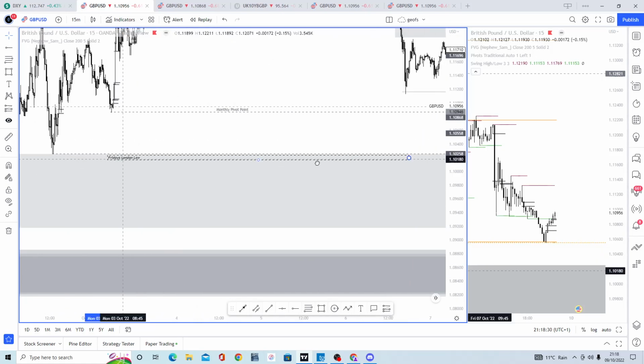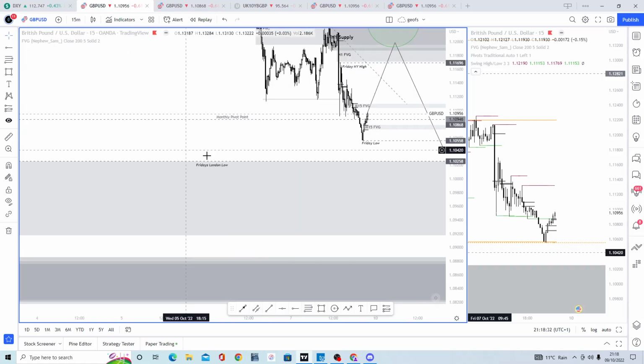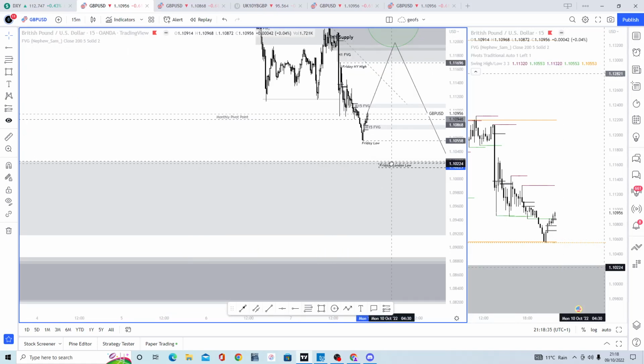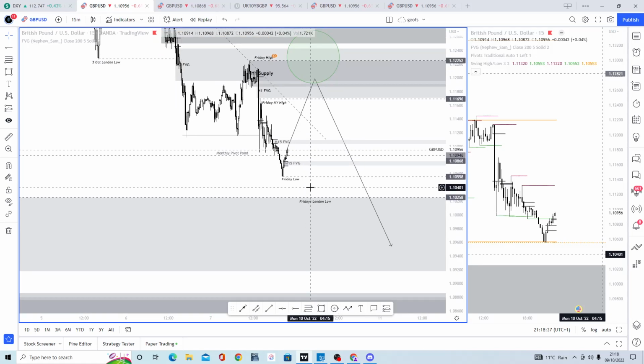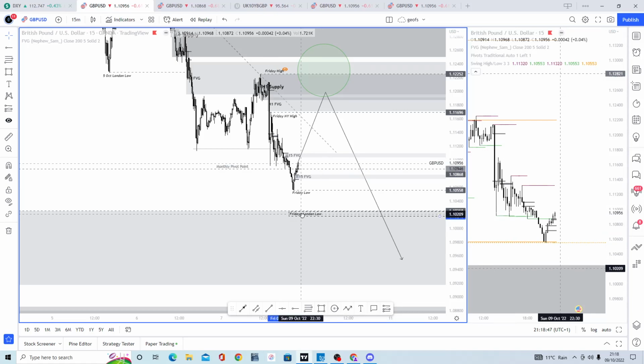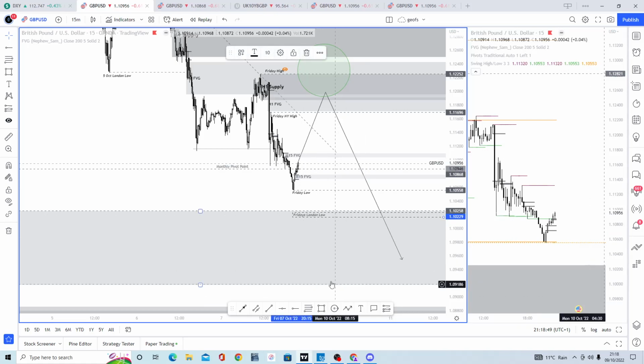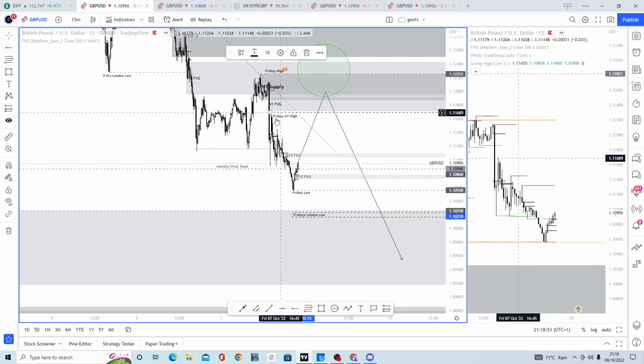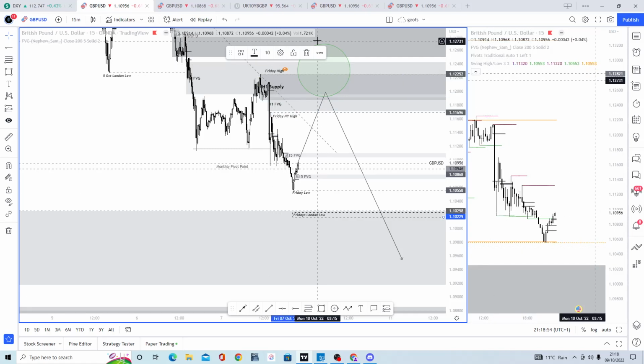Monthly pivot is an odd one. Like monthly pivots, I used to not even mark them up. I used to just use daily pivots. We can't put weekly pivots on yet because the week hasn't started. We can't mark them up until tomorrow, but I see Friday's London low and an FVG here. I'm seeing the New York high and Friday's high. We're going to see some movement here, I think.